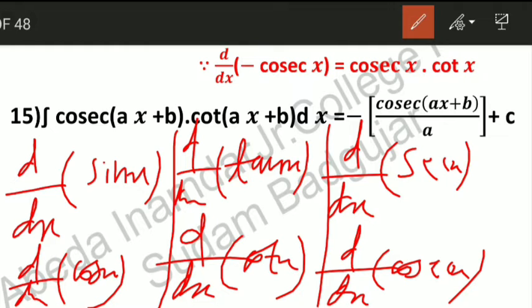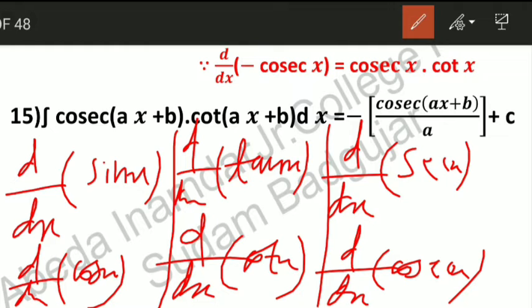See, we have all 6 standard formulas of derivatives: the derivative of sin x, cos x, tan x, cot x, sec x, and cosec x. Okay. What is the derivative of sin x? That is cos x. So the integration of cos x is sin x. The derivative of cos x is minus sin x. So the integration of sin x is minus cos x.